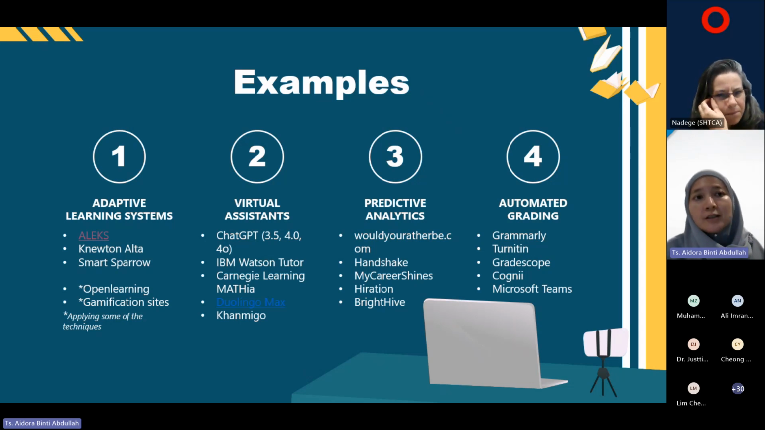WouldyouRatherBe.com, Handshake, My Career Shines, Hiration, Bright Hive. So this is using predictive analytics, which means they take input from the user and then they come up with predictions. Okay. Fourth is automated grading. So again, I think mainly 1, 2, and 4 is what we see, perhaps what we're using now and what our students might be using as well.